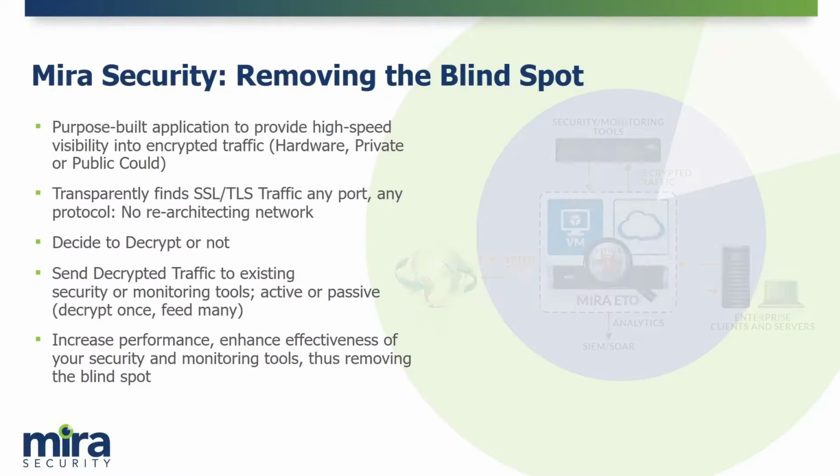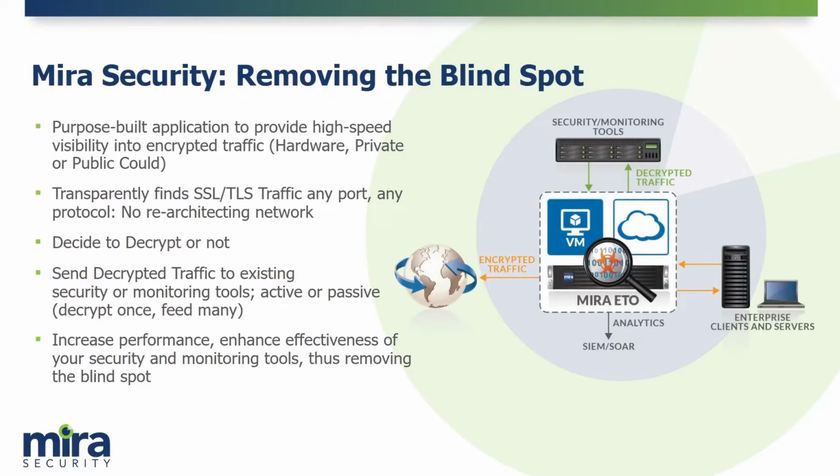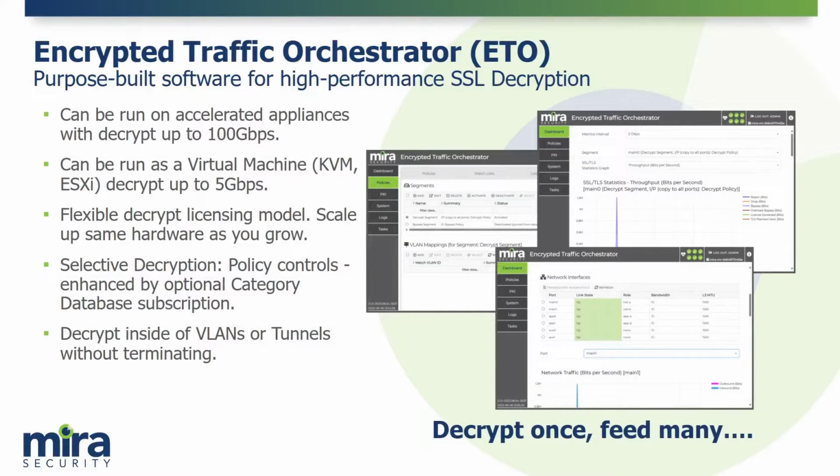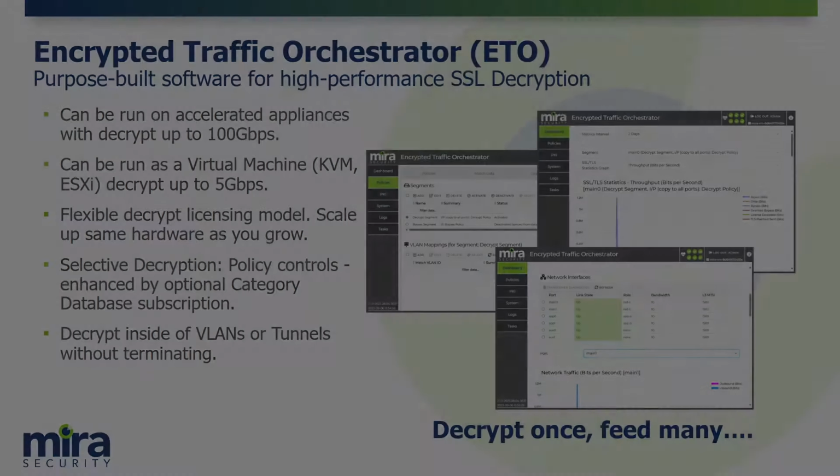This is where the encrypted traffic orchestrator comes in. Mira's encrypted traffic orchestrator, also known as ETO, is software that will allow organizations to take back control of the challenges that are associated with encrypted traffic and the blind spots created. This is even more important as architectures evolve and enterprises make moves to a pure or hybrid cloud environment.